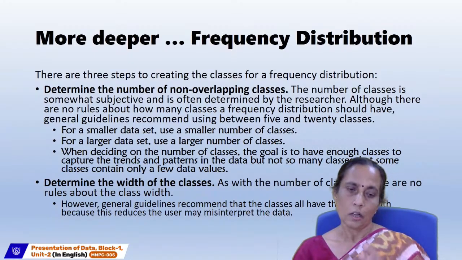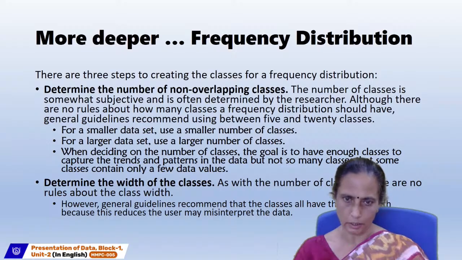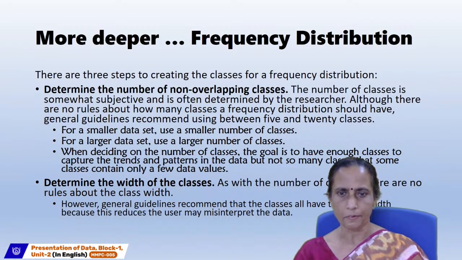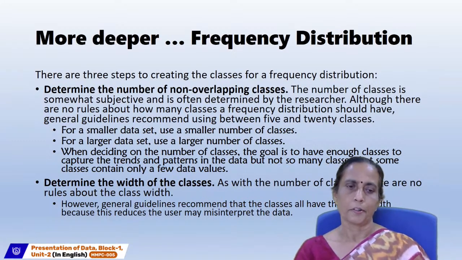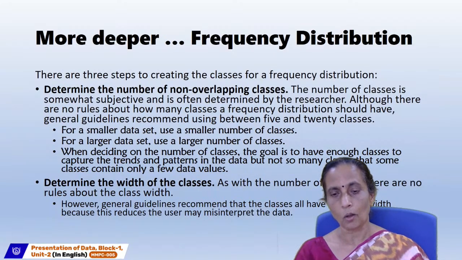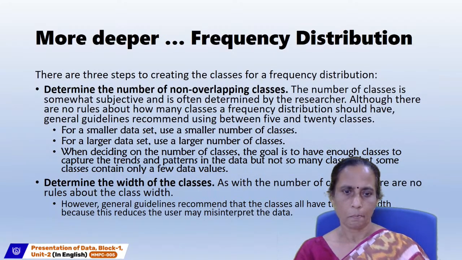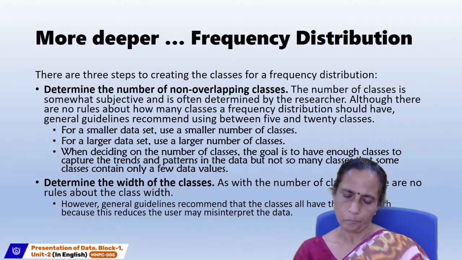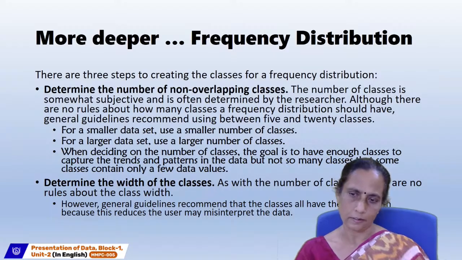While determining the width of the class, whether it should be 10 or whether it should be 5, as with the number of classes, there is no hard and fast rule to determine your class width. However, the general guidelines recommend that the classes all have the same width, because this reduces the chance that the user may misinterpret the data.